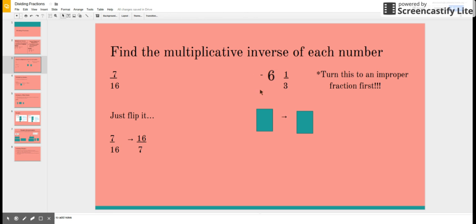For our next example, this is a little bit different because this is a mixed number. So what I have to do is turn this into an improper fraction first. How am I going to do that? 3 times 6, which is 18, plus 1 is 19. So as an improper fraction, it's -19/3. And then I'm just going to flip it again to -3/19.